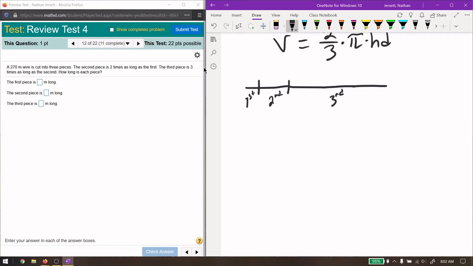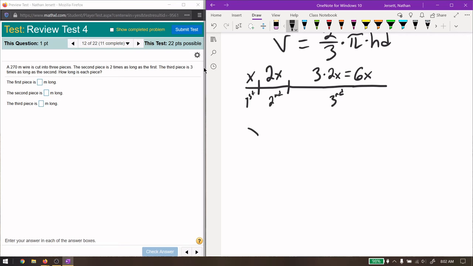Okay, how long is each piece? The first piece is going to be cut a certain length, right? Let's say it's cut X length. Now the second piece is 2 times, or twice, as long as the first. So if the first is X, the second is going to be 2X. The third is 3 times as long as the second, so it's 3 times 2X, making this 6X.